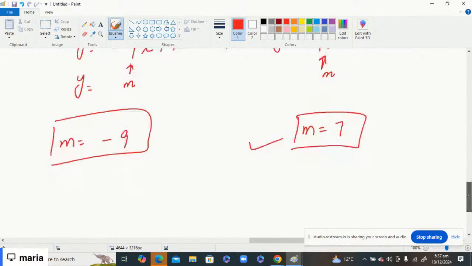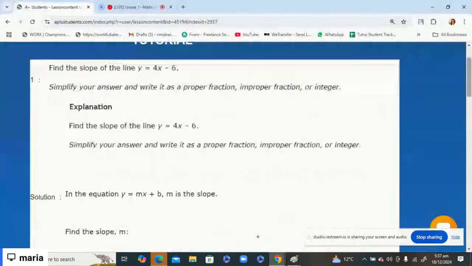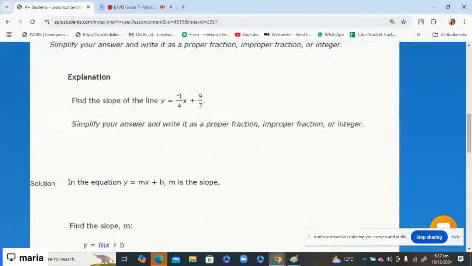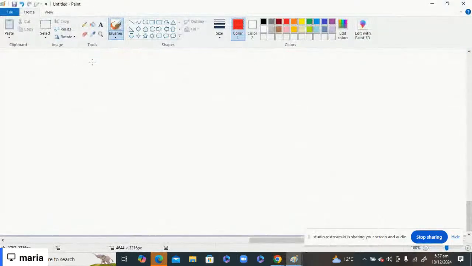So now, okay, if the question is in the form of fractions, y equals minus 2 by 3 x plus 5 by 4. So now tell me, what is the slope here? Think about it, everyone.